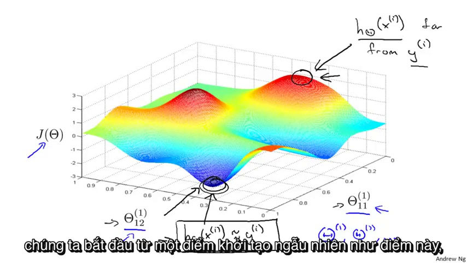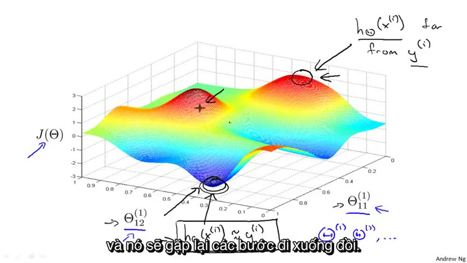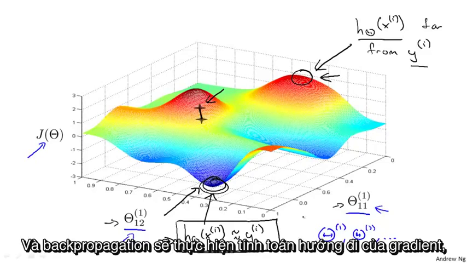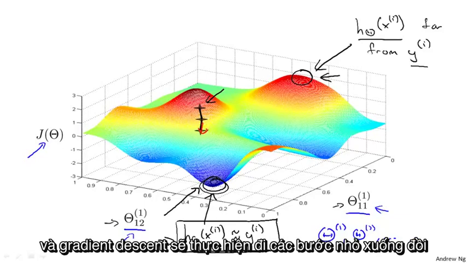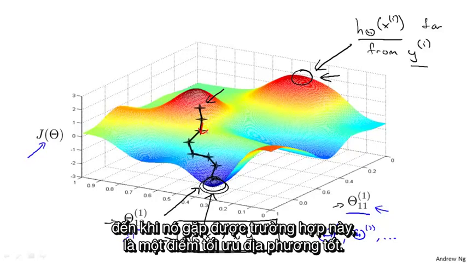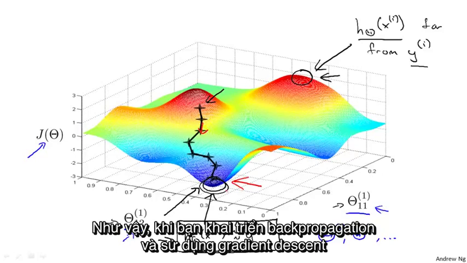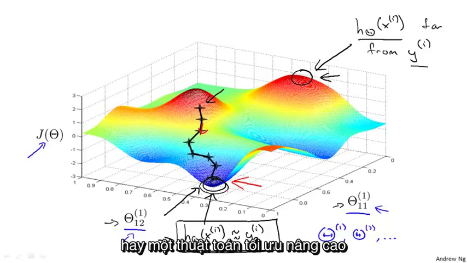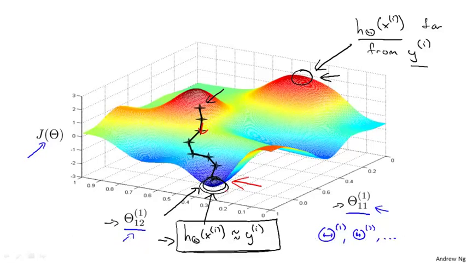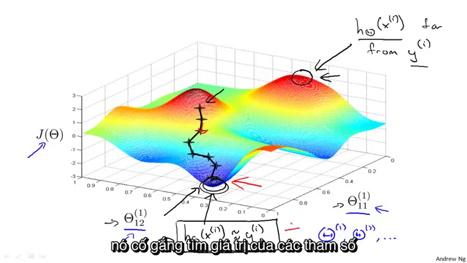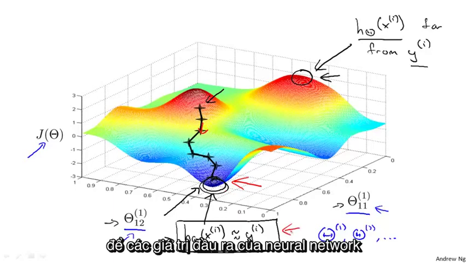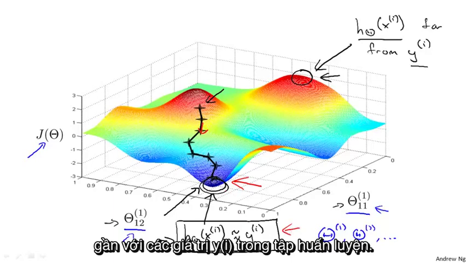So what gradient descent does is it will start from some random initial point like that out over there, and it will repeatedly go downhill. And so what backpropagation is doing is it's computing the direction of the gradient, and what gradient descent is doing is it's taking little steps downhill until hopefully it gets to, in this case, a pretty good local optimum. So when you implement backpropagation and use gradient descent or one of the advanced optimization methods, this picture sort of explains what the algorithm is doing. It's trying to find a value of the parameters where the output values of the neural network closely match the values of the y(i)'s observed in your training set.